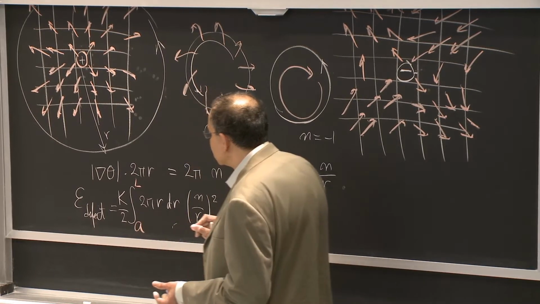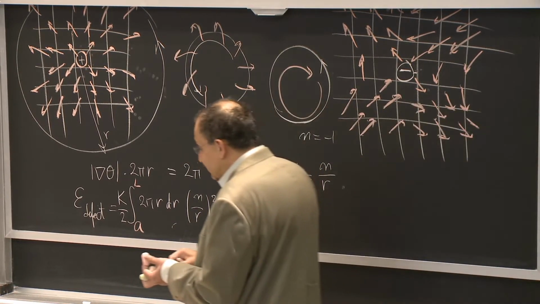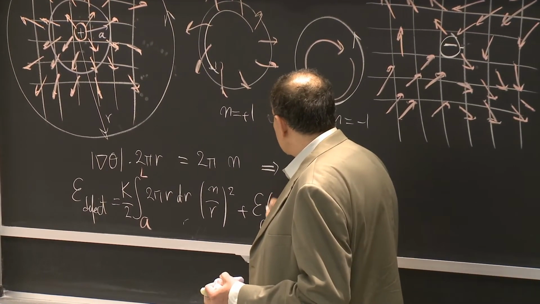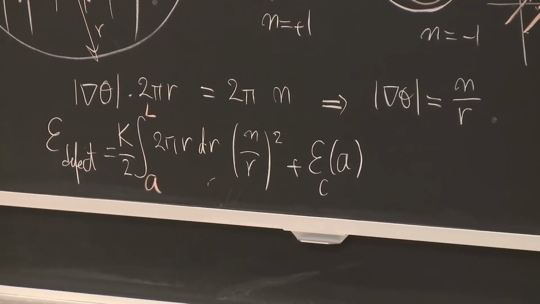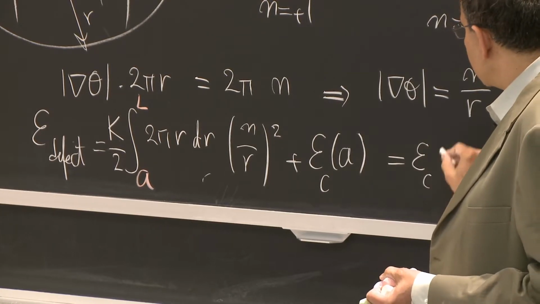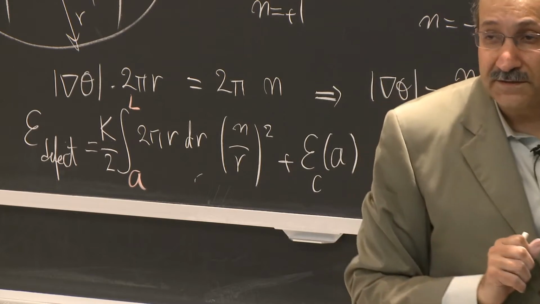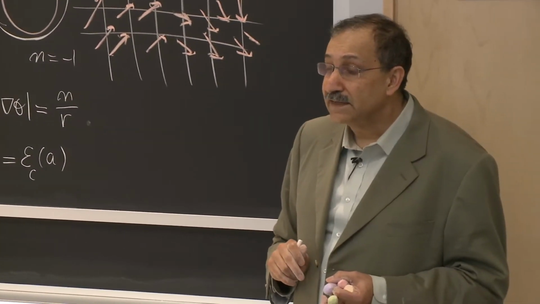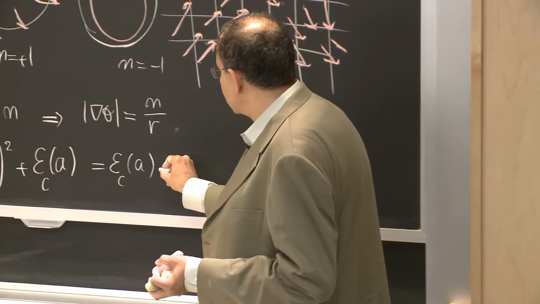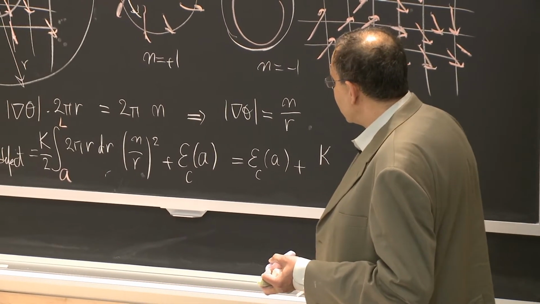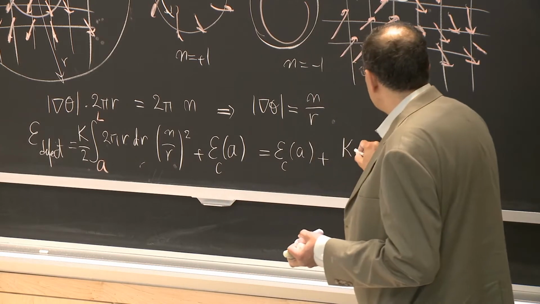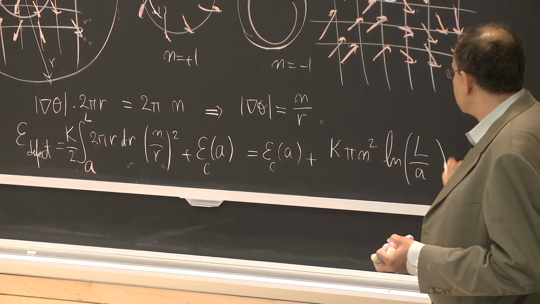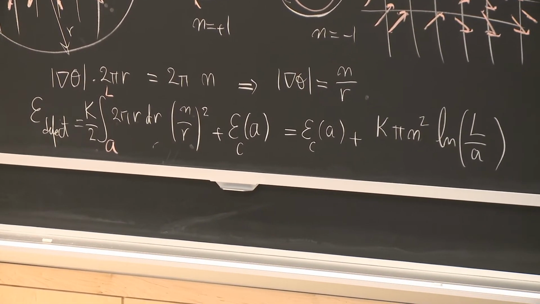So there, I will pick some kind of a short distance cutoff a, and then whatever energy is at scales that are below a, I will add to a core energy that depends on whatever this a is. I don't know what that is. So basically, there's some core energy depending on where I stop this. And the reason that this is more important is because here I have an integral of 1 over r, and an integral of 1 over r is something that is logarithmically divergent. So I will get K, I have 2, which cancels the 2, I have pi n squared log of L over a.